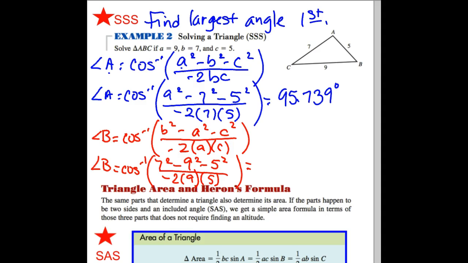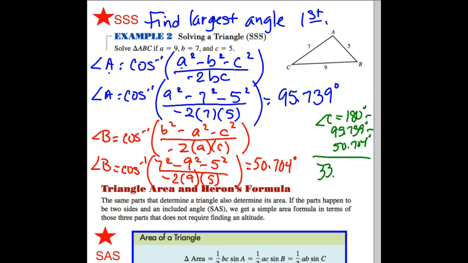Right, what are we getting for angle B? And then how would we find angle C? Yeah, that's the easy one, right? Once you know two angles, 180 minus 95.739 minus 50.704. So what do we get for angle C? 33.557.